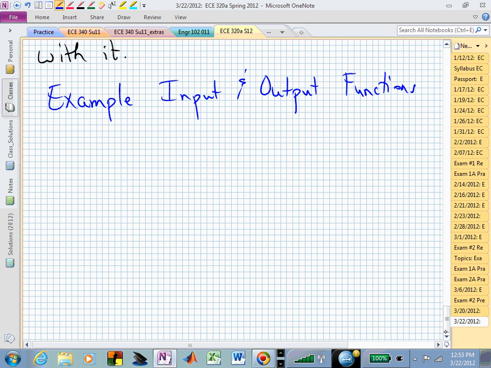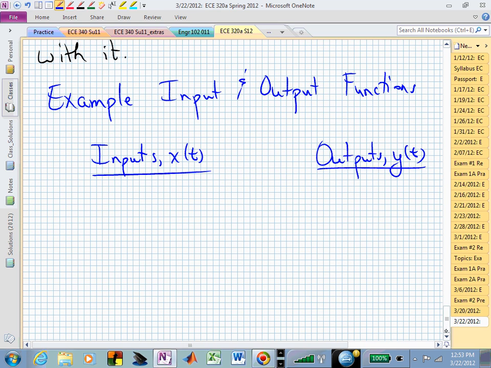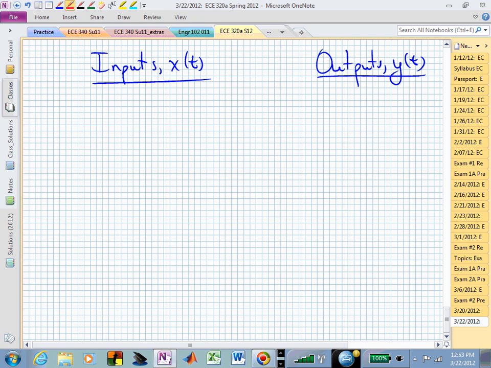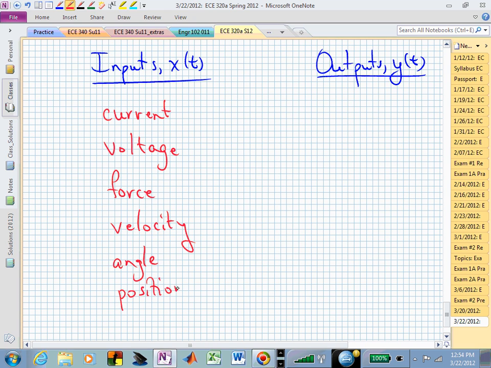input and output functions. Let's just make a couple of columns. Here's the input or inputs, and we might label those as X's, and our outputs as Y's. In the input column, in this class, we might be thinking about a current source, or maybe a voltage source. But if we were dealing with another system, maybe an electromechanical system, we're interested in a force as an input. Or maybe a velocity. Or maybe an angle. Or maybe a position, a location. Those are all possible waveforms, x of t's, that could be an input.